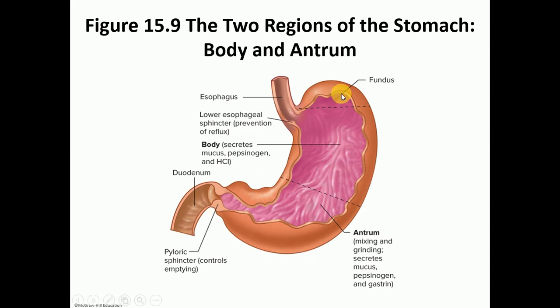The fundus doesn't really secrete much. Okay, it's there for expansion and for more space. The body secretes mucus, pepsinogen, and hydrochloric acid, while the antrum secretes mucus and pepsinogen as well, just like the body, but in addition to that, it releases gastrin. So remember, the gastrin hormone that we talked about is made by the antrum of the stomach, as we've seen in that table. The antrum has very thick smooth muscle fibers, and that is going to help in the mixing of the food with the gastric juice, in that grinding motion that happens.